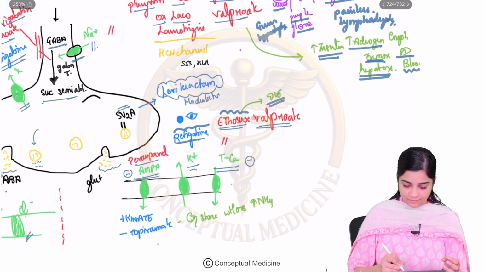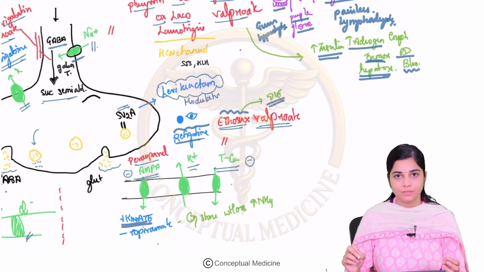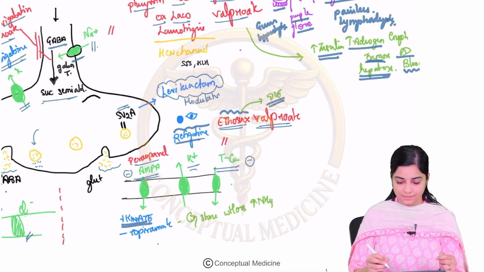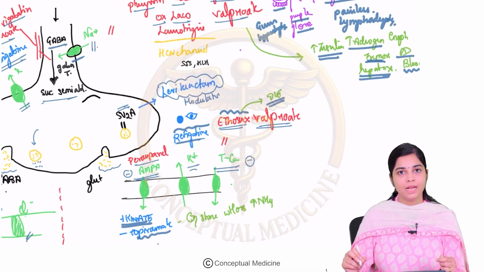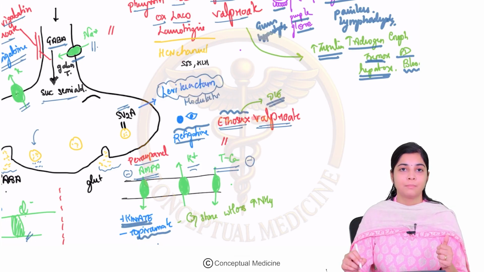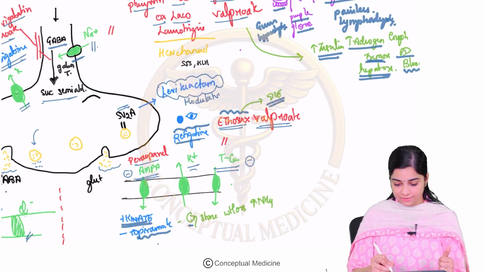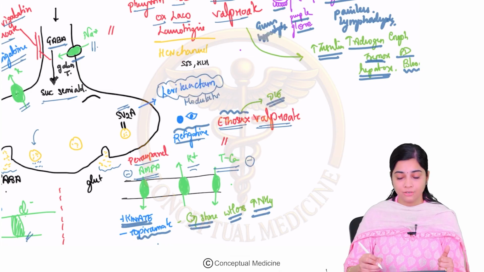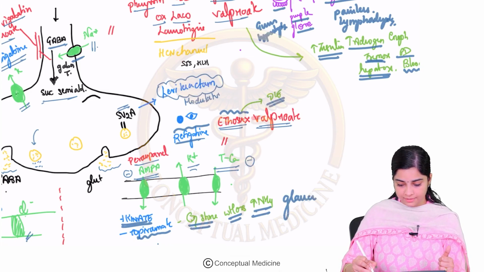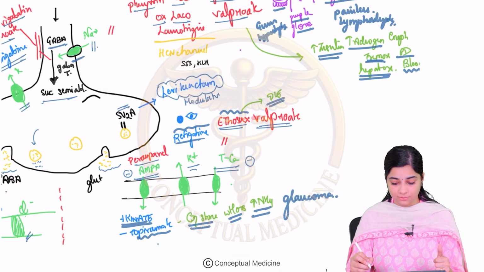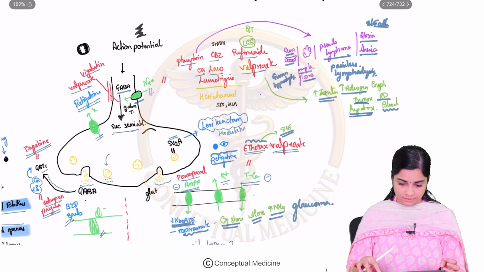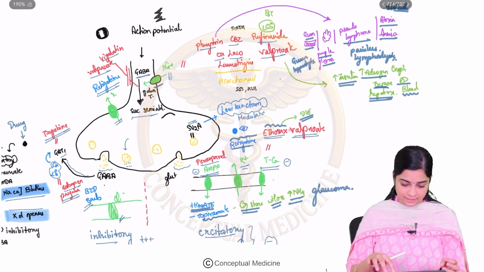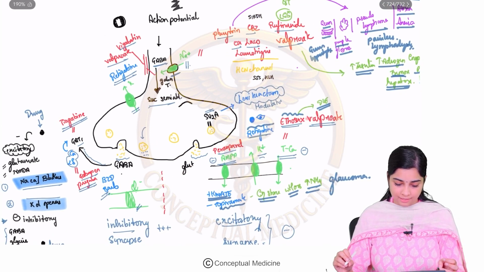Okay, then we have the kainate receptor modulators. The drug is topiramate, which we have seen in migraine as well. Topiramate is associated with glaucoma, kidney stones, increased ammonia levels and weight loss. So that is your topiramate. So this is about the various side effects of various anti-epileptics.